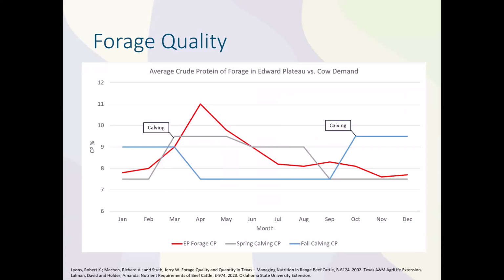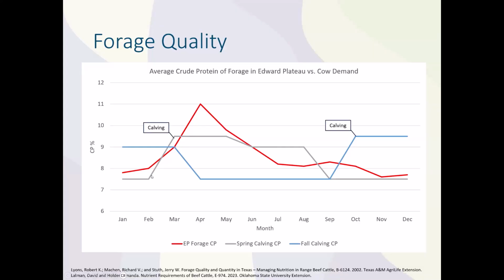So let's overlap that a little bit with our animal demands and see where we're deficient. The red line here is the average forage quality in the Edwards Plateau region of Texas. And then I've got a gray line here that is an example of animal demands, okay, what quality the animal needs throughout the year for a spring calving herd. And then the blue line is a fall calving herd.